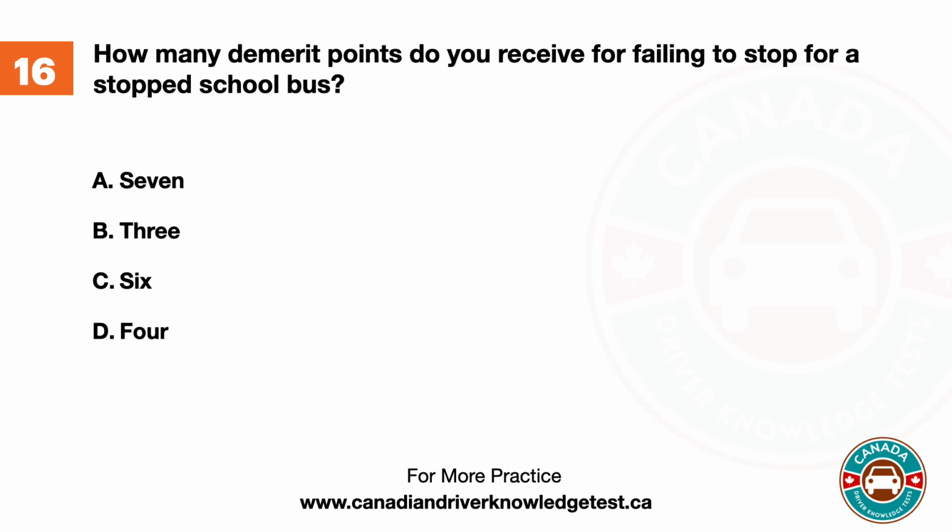Question 16. How many demerit points do you receive for failing to stop for a stopped school bus? A. 7. B. 3. C. 6. D. 4. The answer is C.